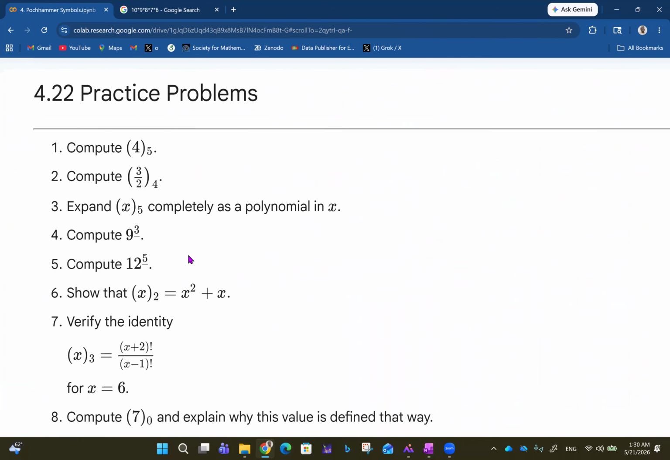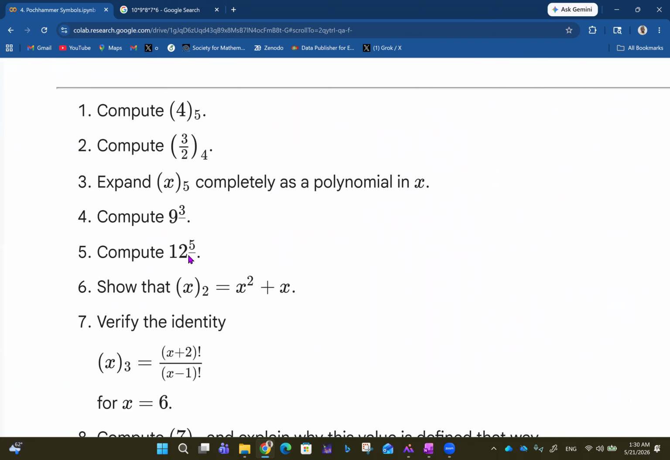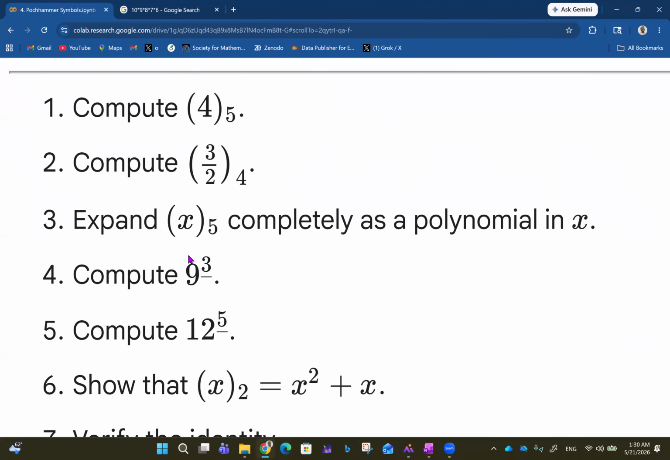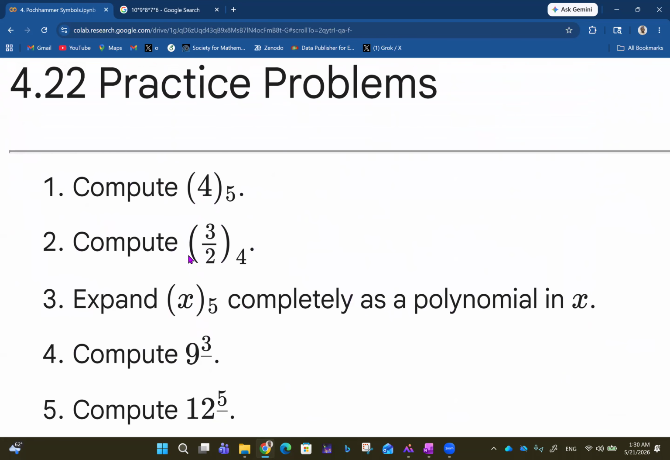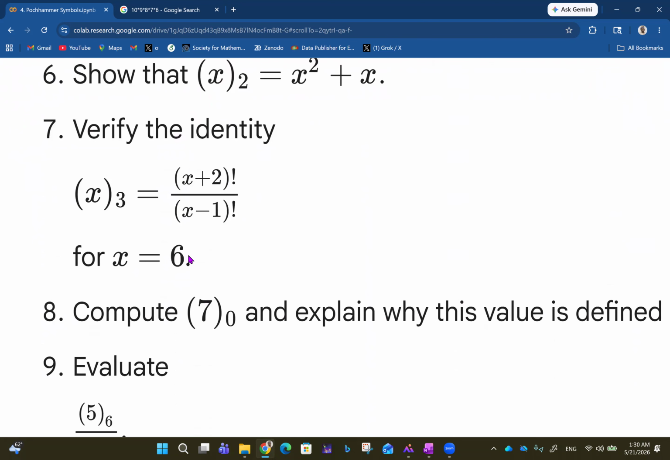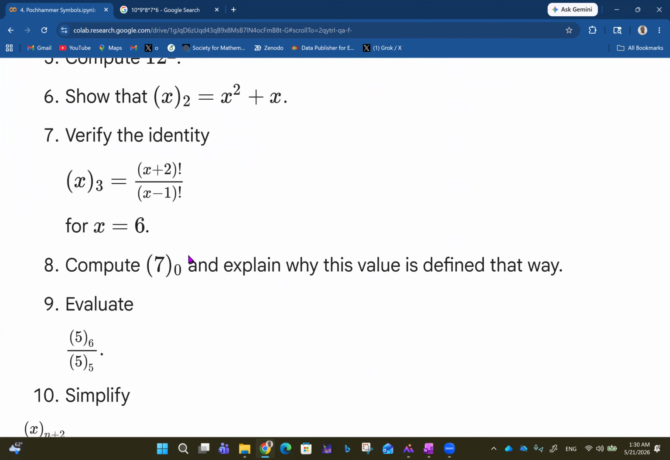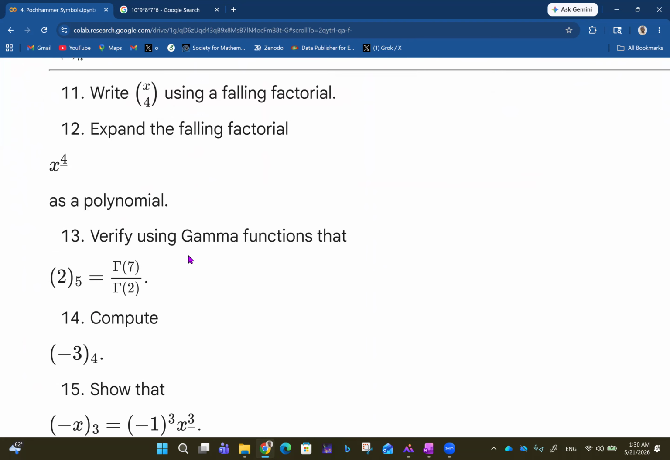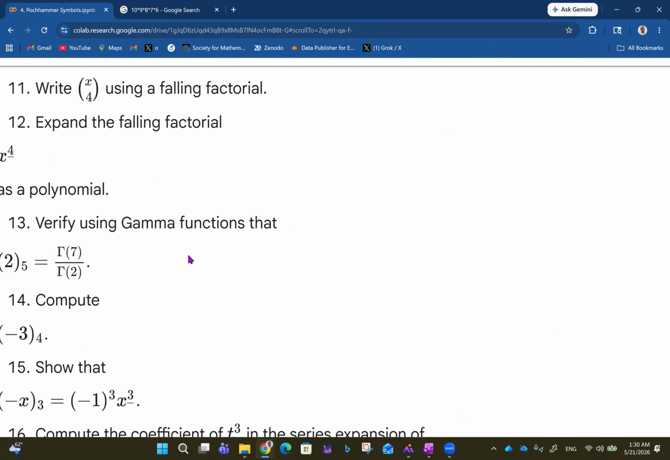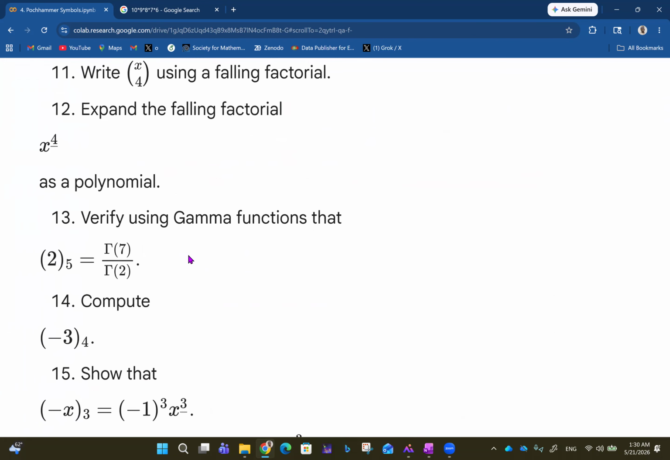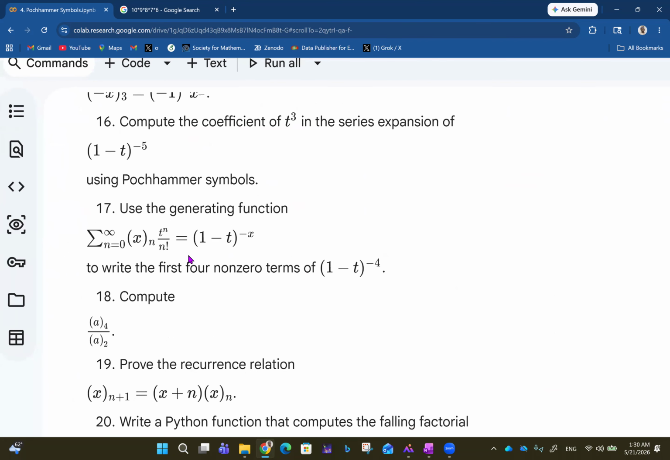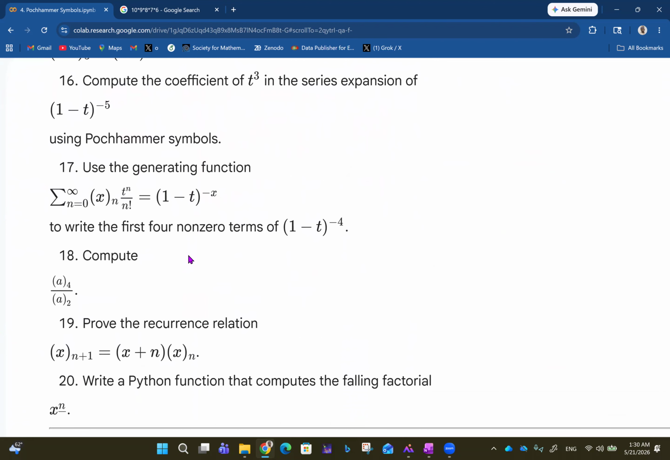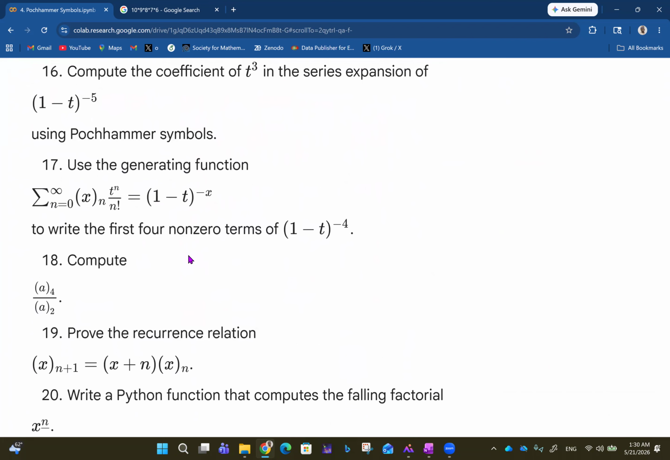So I'll flash the questions once more, and then you try your hands on them. Let's go in fives like before: 1 to 5, 6 to 10, 11 to 15, and 16 to 20, like that.